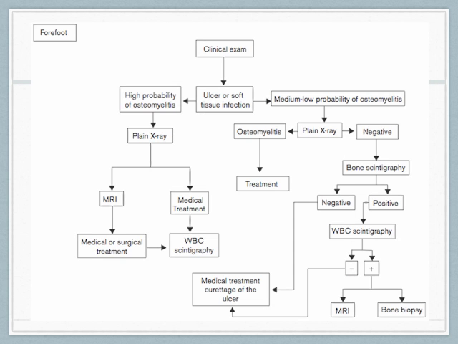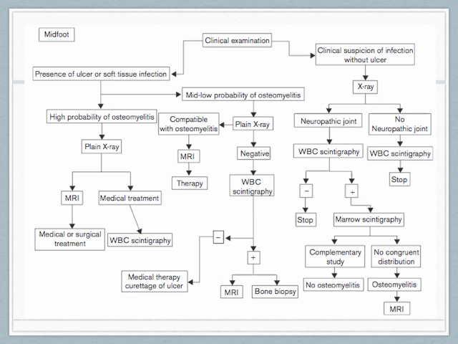However, if the patient has low to medium probability of osteo, the nuclear medicine scans can come in more handy earlier on in that workup, especially with a negative x-ray. Then you might consider a bone scan after that, and further on down the chart. In the midfoot, they divide the flow chart by whether or not there's an associated ulcer or soft tissue infection. If there is an ulcer, again, they divide it by high probability and mid to low probability. You can follow the flow chart for the recommendations for nuclear imaging in your workup there.